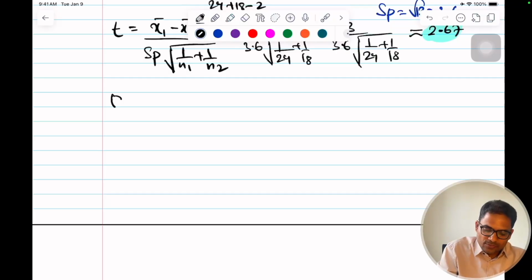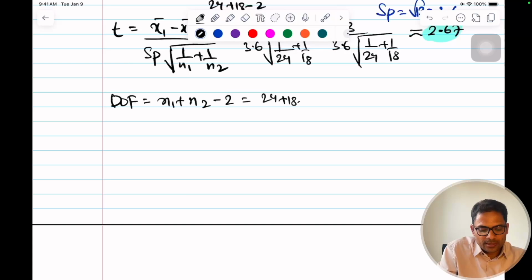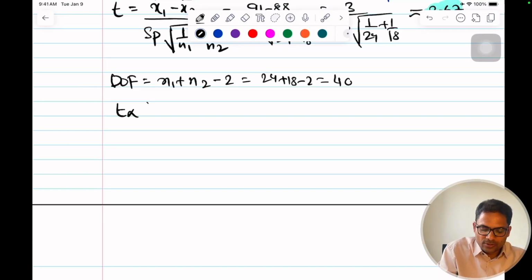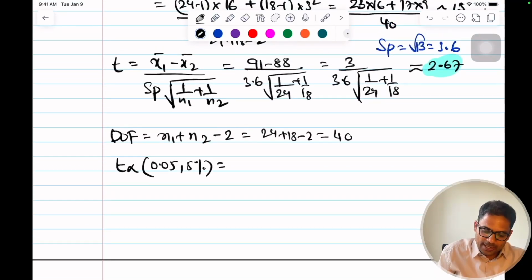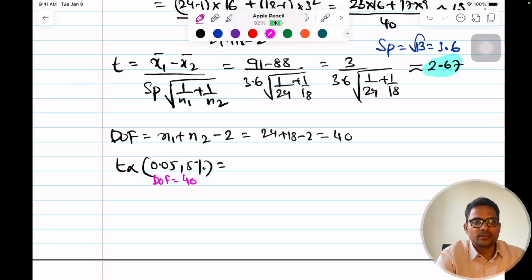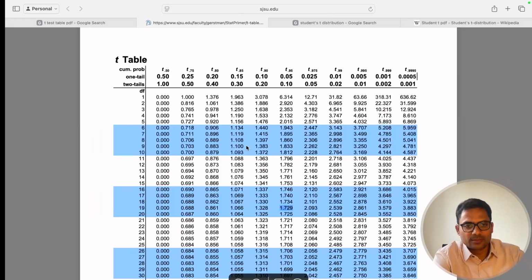And what is my degrees of freedom? Here in the pooled variance test, n1 plus n2 minus 2, this is 24 plus 18 minus 2, that is equal to 40. So let's compute the T alpha. Alpha, let it be again 0.05 or 5%. What values do I need? I need this 0.05 and my degrees of freedom, which is equal to 40.